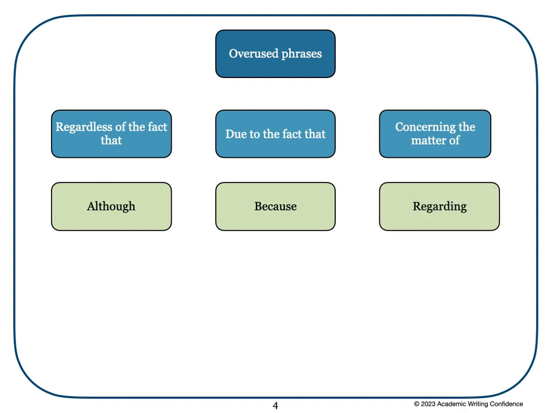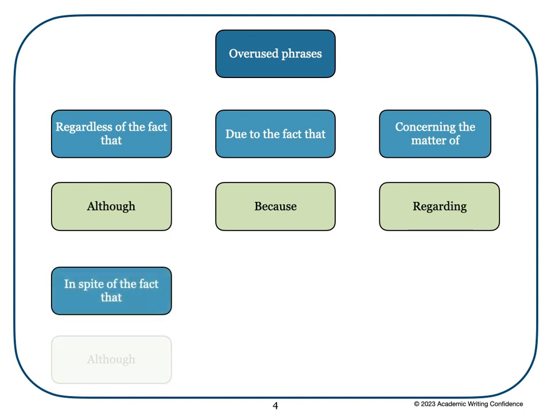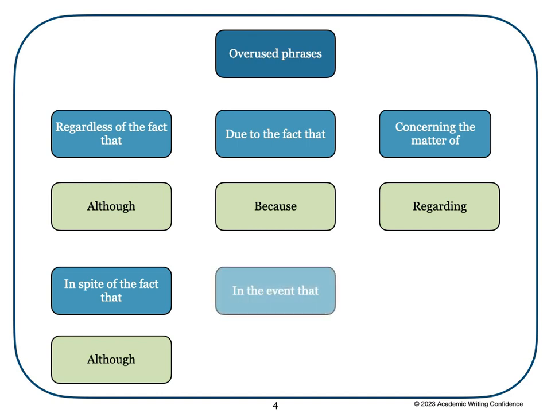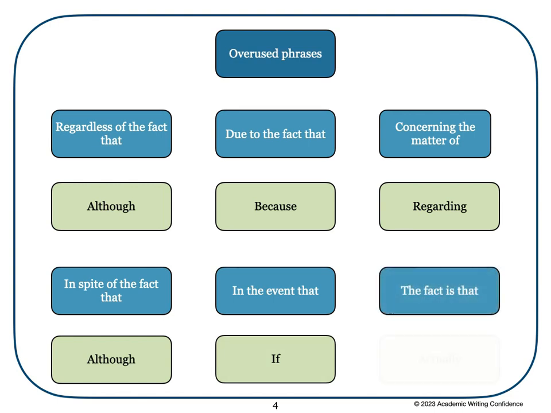These types of phrases are fine to use, but if you need to write more concisely, you may want to choose a single word that can convey the same information. In spite of the fact that could also be written although. In the event that could be written if. The fact is that could be written actually. Although these longer phrases can be used in writing, if you can find one single word to replace a longer phrase, often this is a good way to help make your writing more concise.